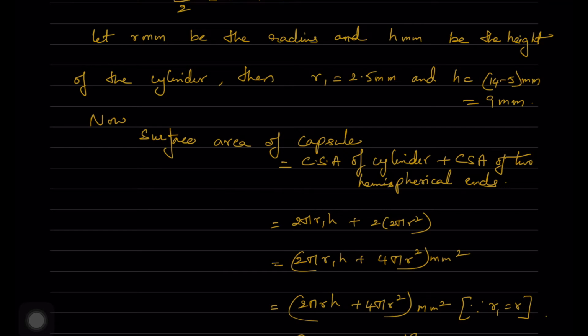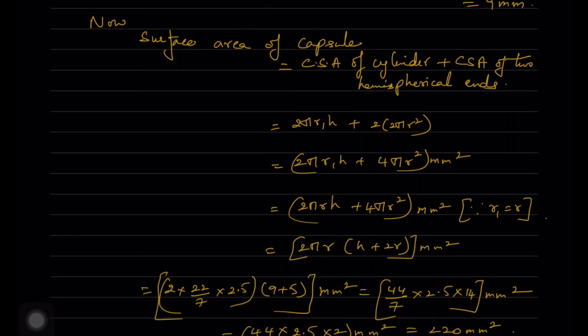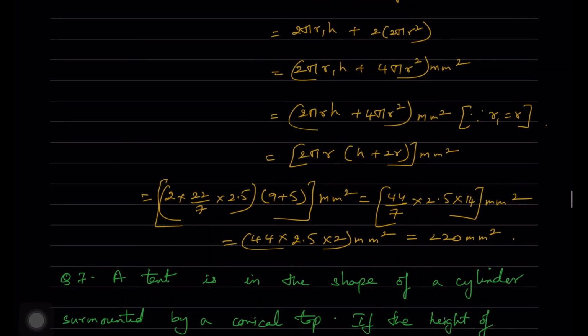So therefore you are getting it as 2 pi r1 h. Now you know that r1 is equal to r, that is the radius of the cylinder, and the radius of the hemisphere is the same. So therefore you are getting it as 2 pi r h plus 4 pi r square. So 2 pi r, if you take out common, (h plus 2r) you are getting inside mm square. So therefore 2 into 22 by 7 into 2.5 into (9 plus 5), which is equal to 2 into 22 by 7 into 2.5 into 14, which is equal to 220 mm square.